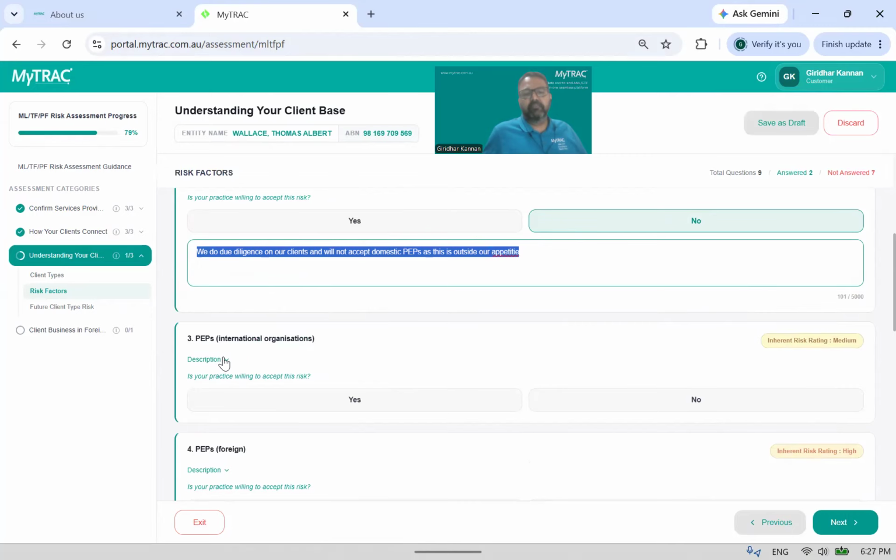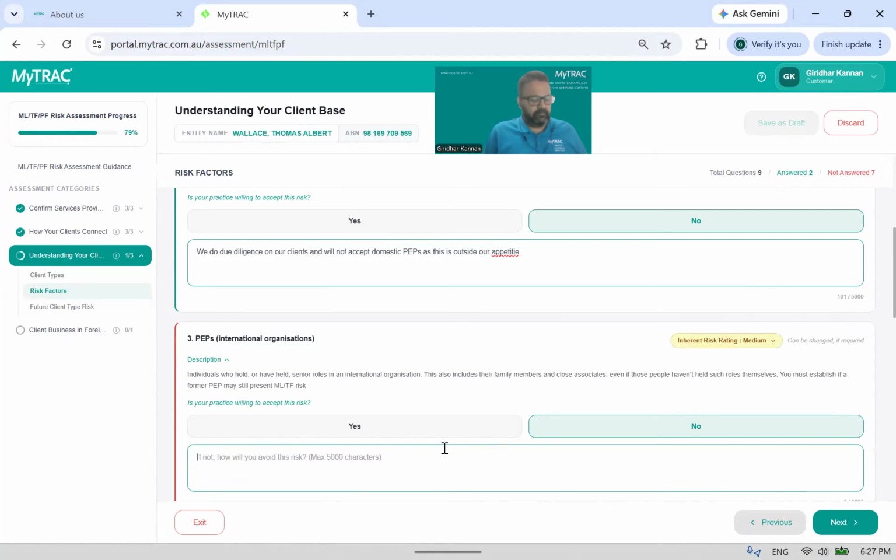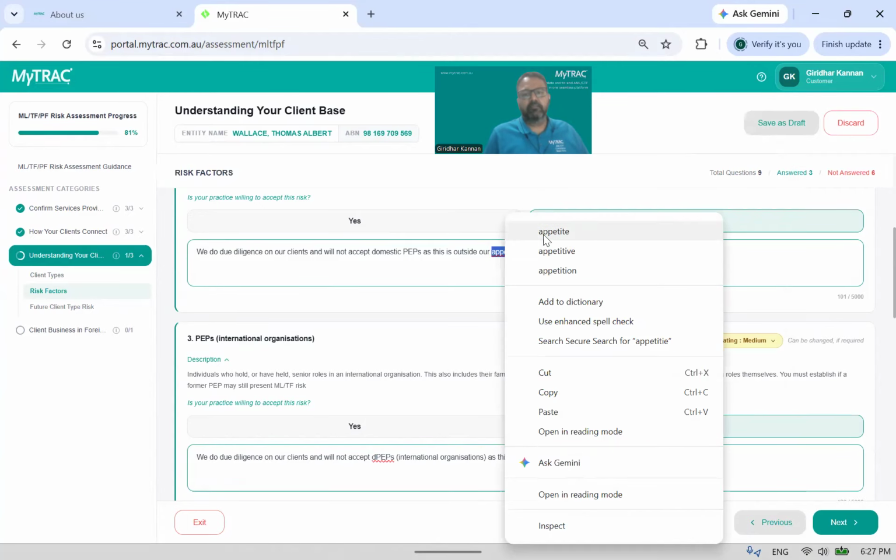Here it is about PEPs, international organizations. For example, people who have worked in senior roles in international organizations such as the United Nations. So if you don't have an appetite, you can say no, we will not accept PEPs, international organizations, as this is outside our appetite. Just correcting the spelling here.